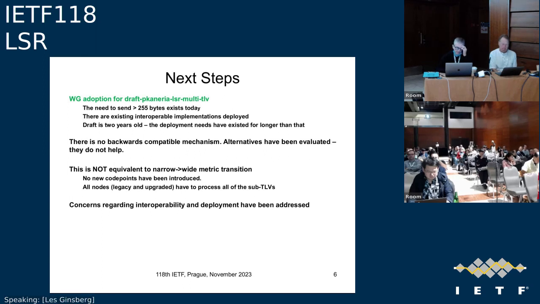There's been some suggestion, isn't this similar to when we went from narrow metrics to wide metrics? It is not similar. We're not introducing any new code points. We don't have a legacy way to advertise more than 255 bytes. In the narrow-wide case, we had a legacy way to advertise metric, so there was a transition path there. This is not available here. We think with the changes in the draft and the introduction of the new YANG draft that we've addressed the concerns about interoperability and deployment, and we'd really like to see this get adopted. So with that, I'd like to see Yingxin complete her presentation and then take questions after that.